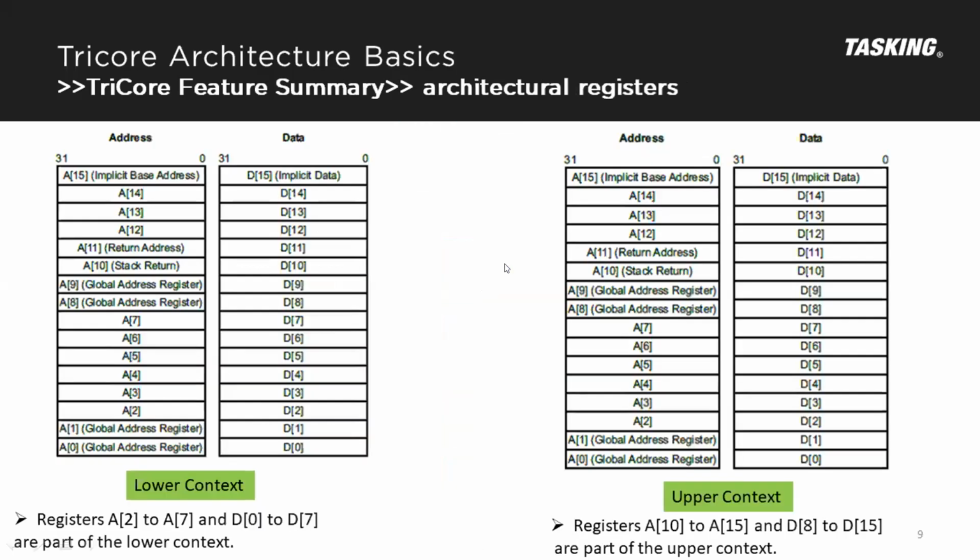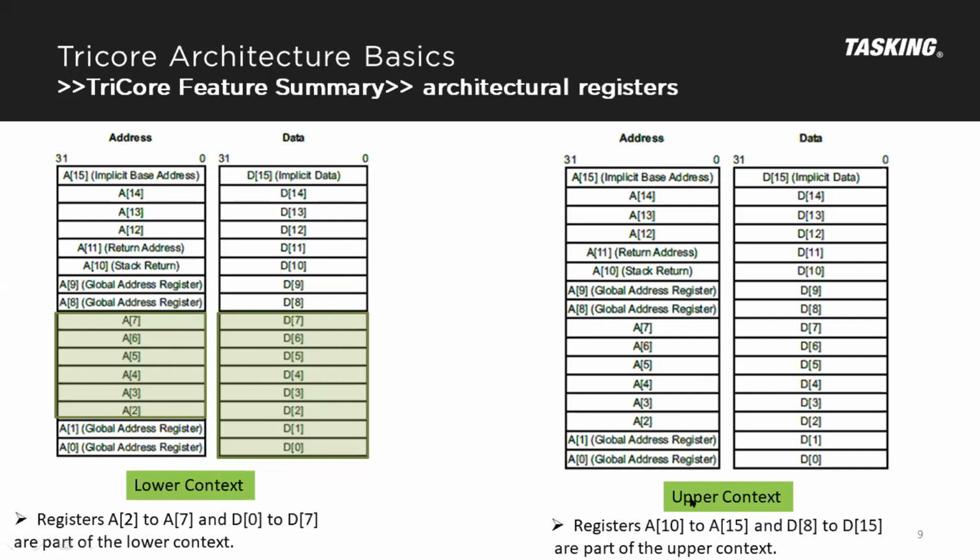Okay, so as we agreed, we have here a lower context and upper context. Together they represent something called context. The lower context consists of the address registers A2 to A7, and from the data part, D0 to D7. This information is represented in the lower context. Here, highlighted in green, they are the lower context.